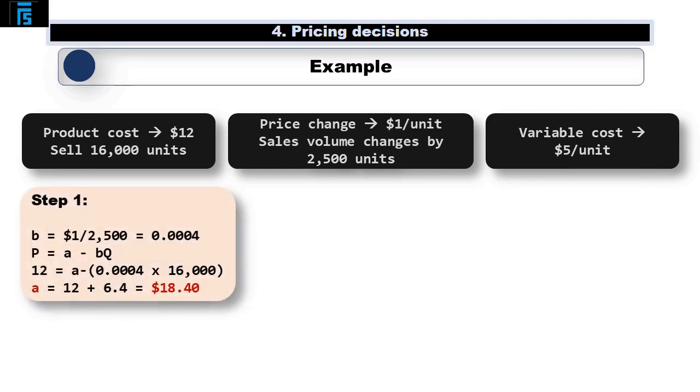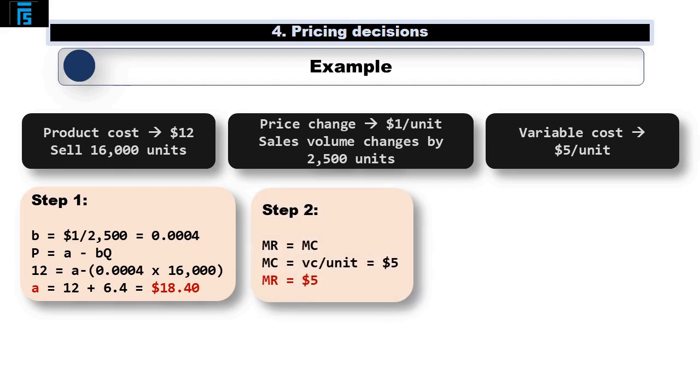So step 1 is to use the demand equation to find any figures we don't yet have. To find B, we take the change in price and divide it by the change in quantity. So this is $1 divided by 2,500 units in this case, giving us 0.0004. We also need to find A, and we can do this by inserting all the known figures into the demand equation and then finding A as the missing figure. We know that when P is $12, Q is 16,000 units, and we have also calculated B to be 0.0004. So rearranging the formula, we can find A to be $18.40.